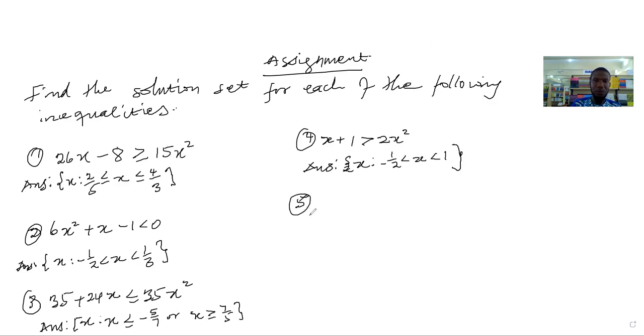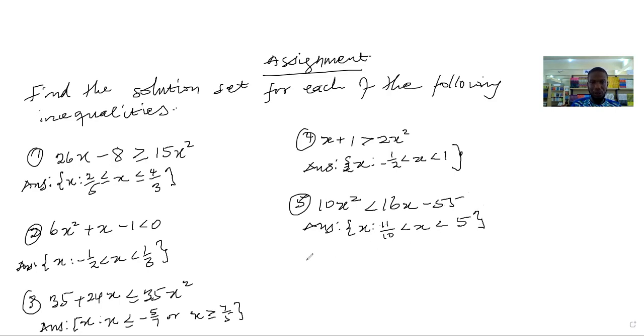Then you get the next one, 10x squared less than 16x minus 55. That one, when you finish, your answer is supposed to be x is such that 11 over 10 less than x less than 5.